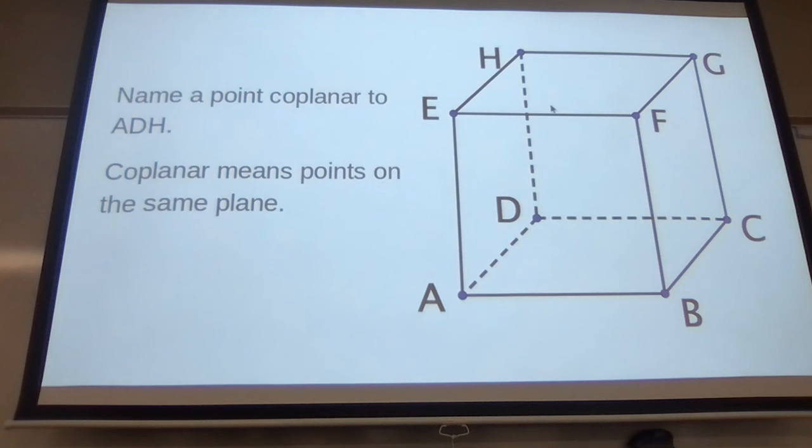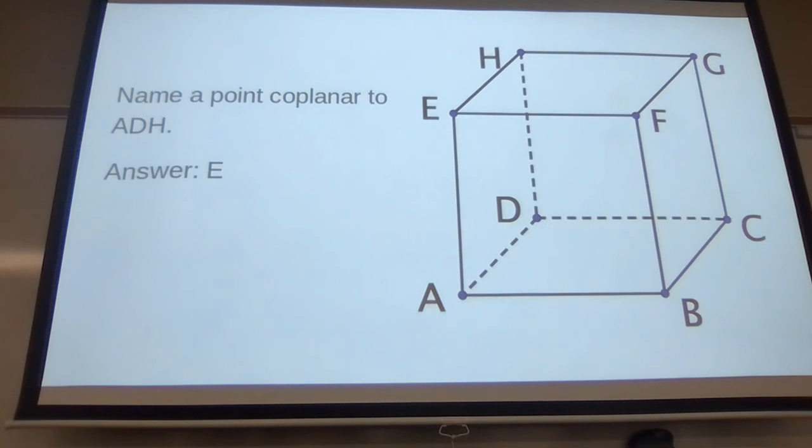Trevor, I think that's how you say it. DCP. No, which one? One point that's on the same plane as ADH. E, yep, E right up here is on the same plane. They're all fitting in on this little square right here. That makes them coplanar.